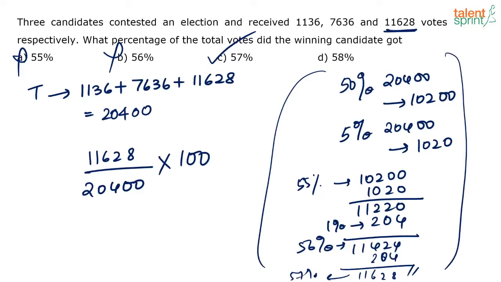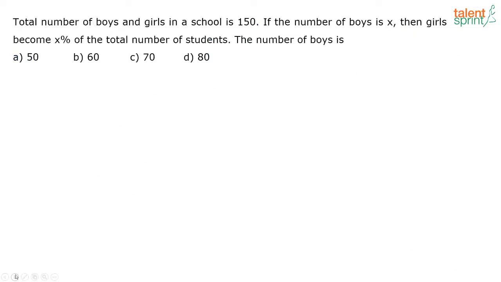See, you know 50% of 20400 is 10200, correct? Now I know what is 5% of 20400, that is nothing but 1020, and what is 1%? 204. That's also easy to find out. So just see what is 55% plus 1%, that gives you 56%. Again plus 1% will give you 57%, which is the required value. Okay. So the correct answer for this question is option C, 57%.